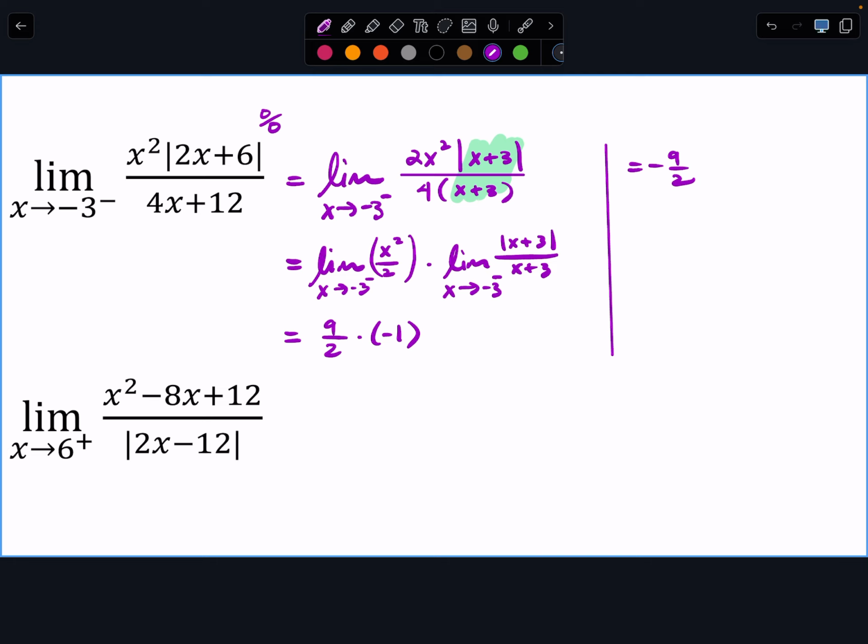All right, and then now go ahead and try this limit as x approaches 6 from the right. What are we doing first?